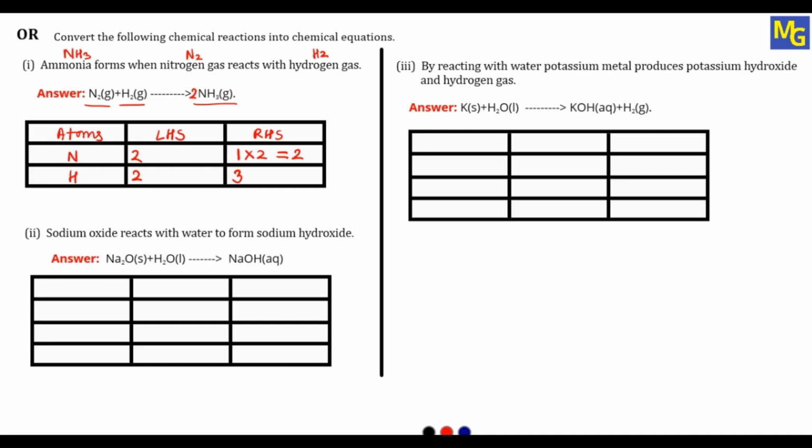So on RHS side hydrogen became 6. So I'll remove that 3 and write 6 here. Now if you focus, hydrogen on RHS side is 6, on LHS side it is 2. How to make it 6 now? Multiply with 3, so 2 threes are 6. So now write this 6 on LHS side. So hydrogen, and here we have to write 6.